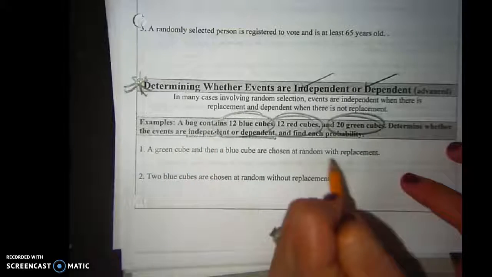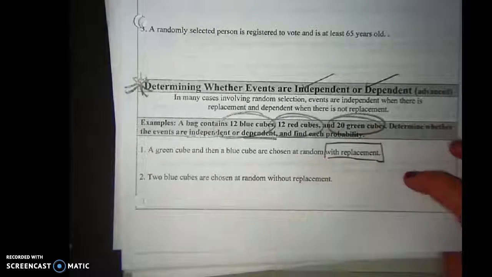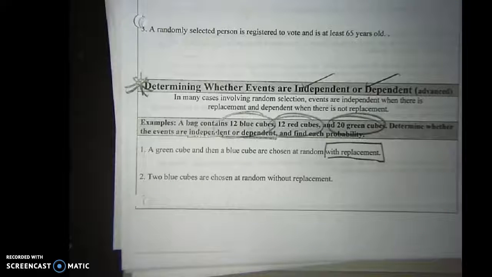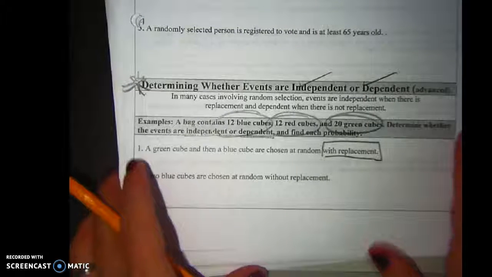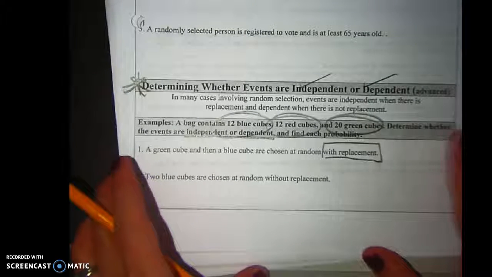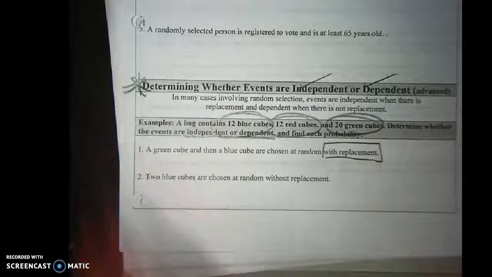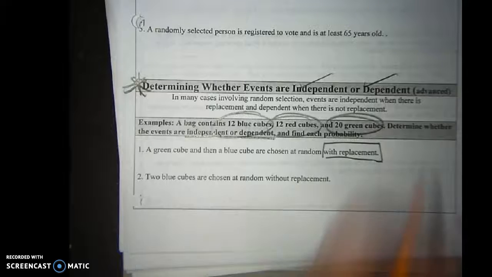Blah, blah, blah, with replacement. That means you literally put it back. That means nothing changed, that's independent. And the best way I can make you think about it is if you snuck something, but you don't want someone to know that it happened, you put it back exactly how it was. And independent, nothing ever happened. So I know that's independent.